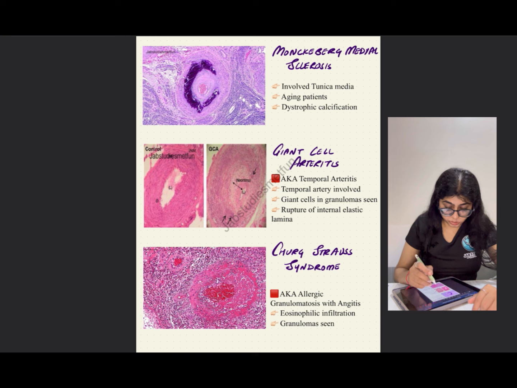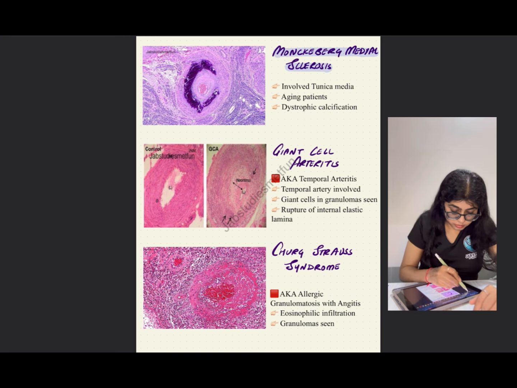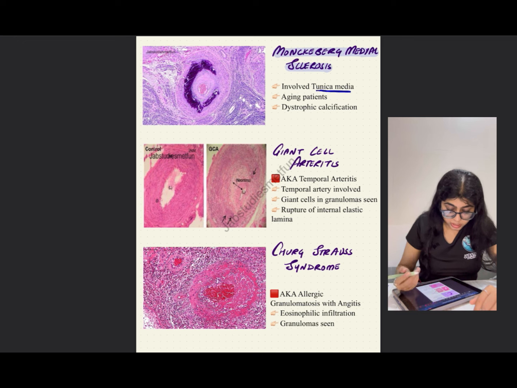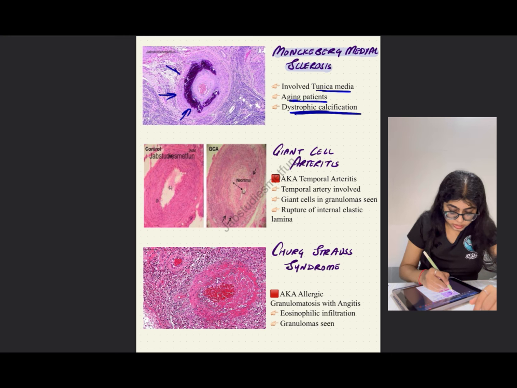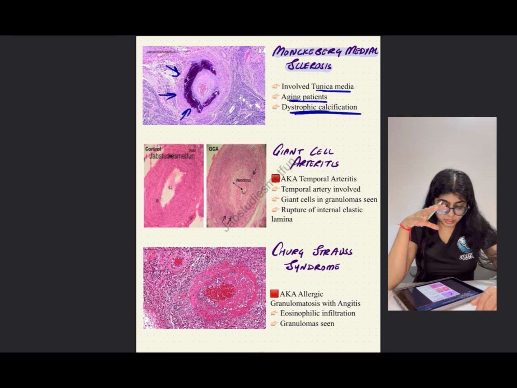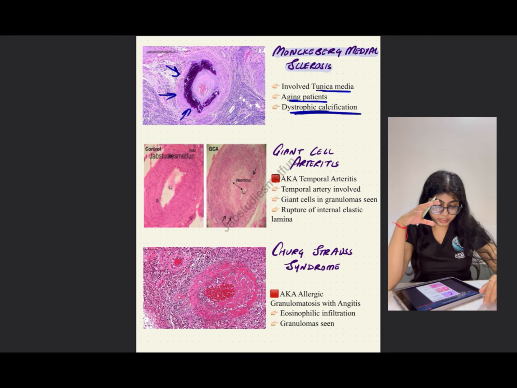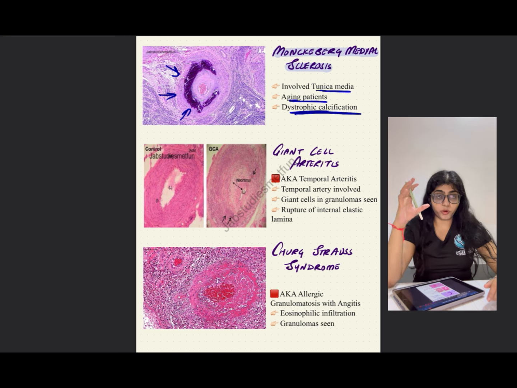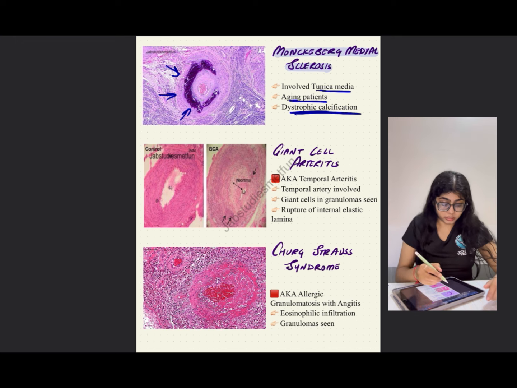Monckeberg medial sclerosis. It involves the tunica media. It is seen in aging patients where there is a dystrophic calcification. You can see in the image there is a dark colored calcification seen in the arteries, and it looks like something like a foreign body, but what it is, is deposition of calcium in it.